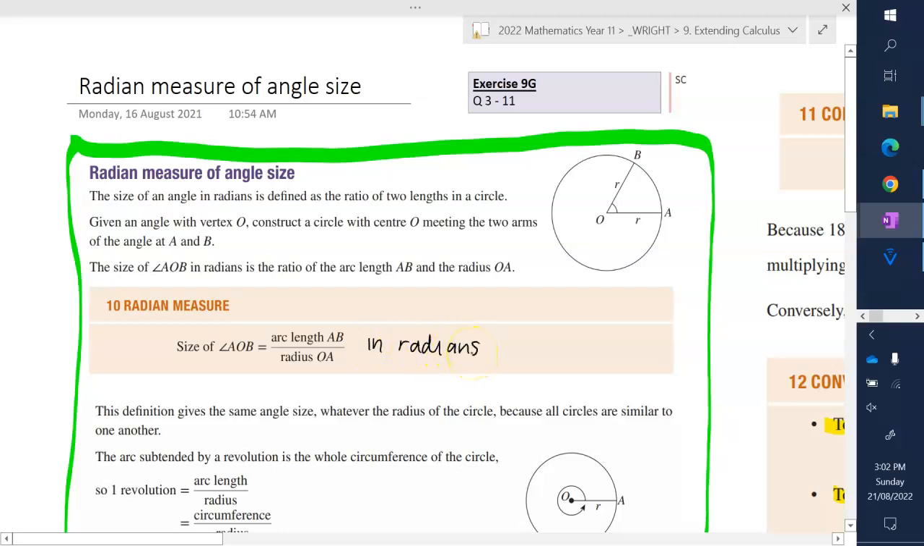So I just want to show you how to come up with the radian measurement for 360 degrees, 180 degrees, and 90 degrees. And then you can decide if you want to memorize how to do it, or if you want to just memorize the size of the angle.